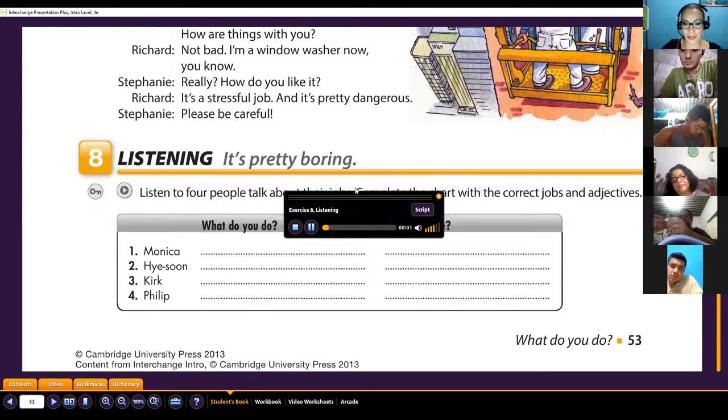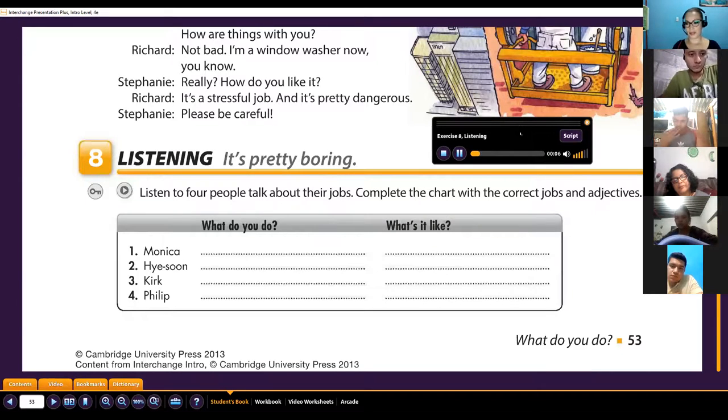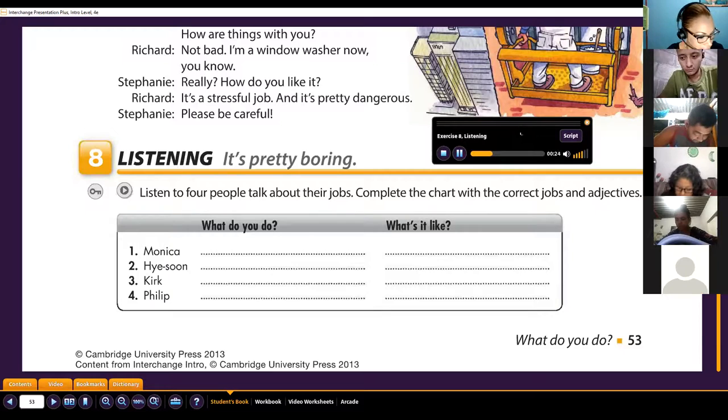Page 53, exercise 8, listening. It's pretty boring. Listen to four people talk about their jobs. Complete the chart with the correct jobs and adjectives. 1. Where do you work now, Monica? I have a new job in a hospital. What do you do exactly? I'm a social worker. Great. What's it like? It's an exciting job. There's something new every day.